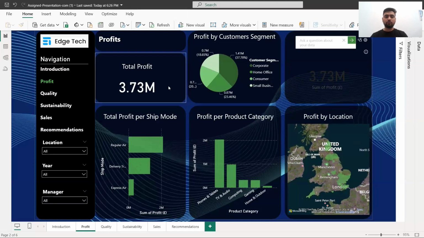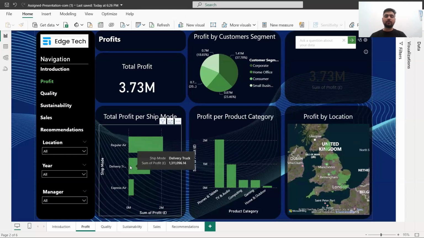And if you go to total profit per ship mode, we have three types of shipping methods in the EdgeTech company. First is regular air, second is delivery by truck, and then express air. Express air is the expensive method, but most of our profit is coming from regular air because most of the customers select the regular air method, except other methods like express air or delivery by truck.